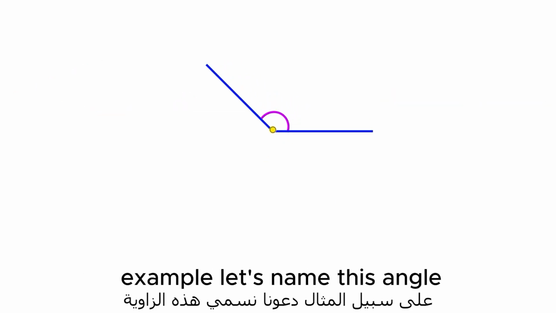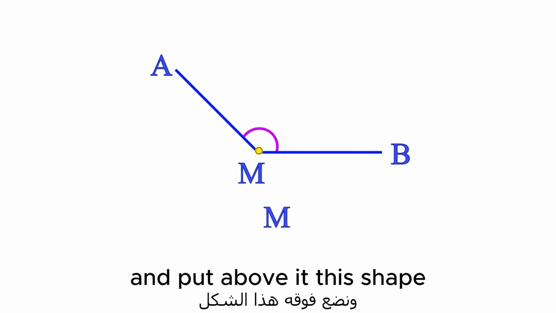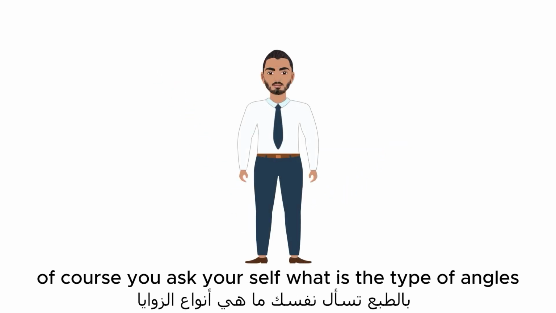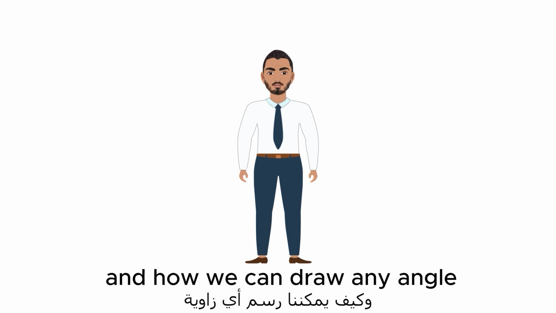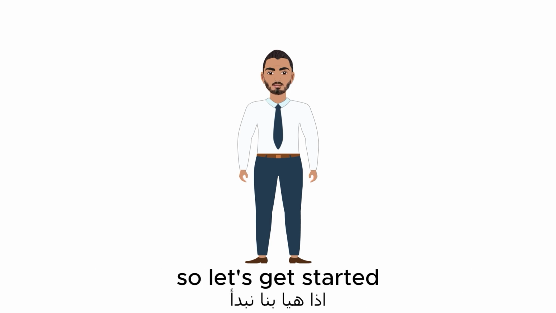Example, let's name this angle. The vertex here is M, so put M in the center and put above it this shape. Here we have point A and here B, so this angle's name is AMB. Of course you ask yourself what the types of angles are and how we can draw any angle. Let's explain this well and take examples. So let's get started.